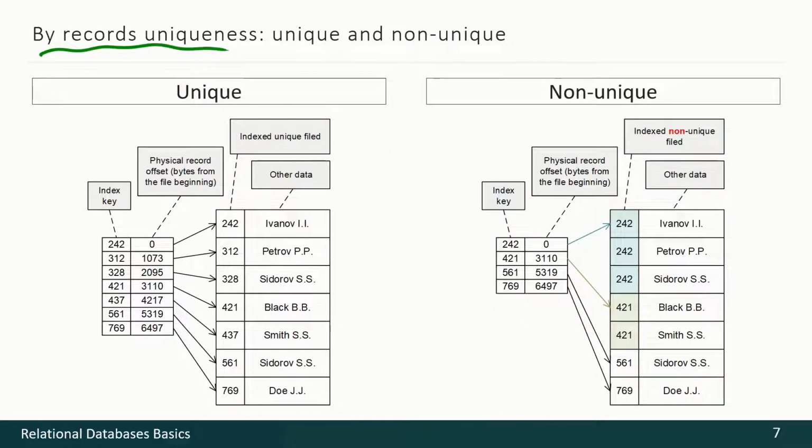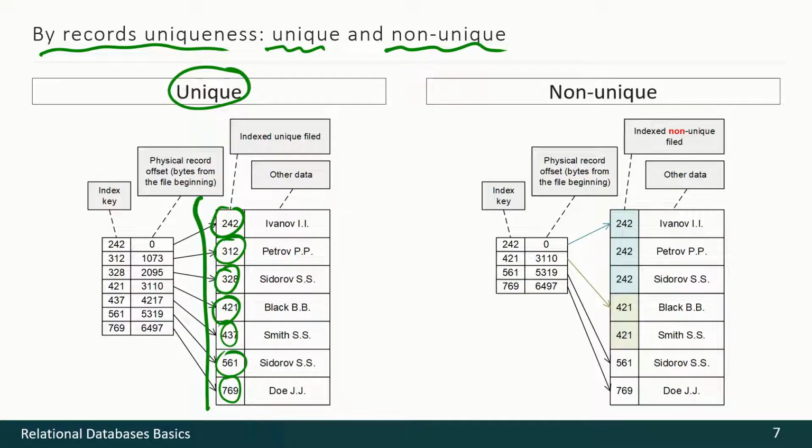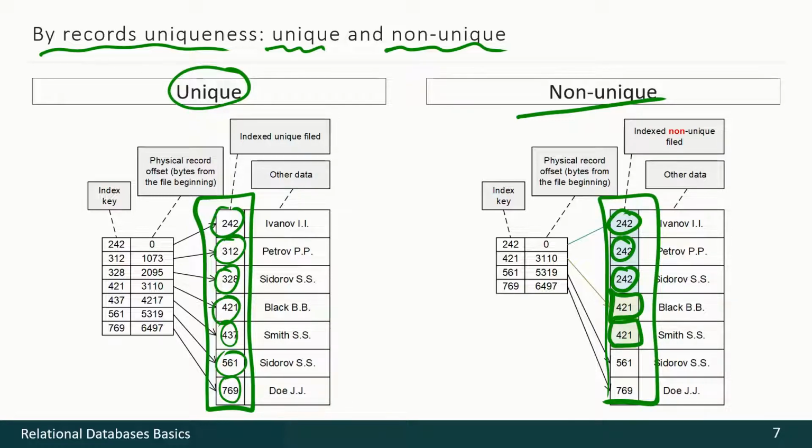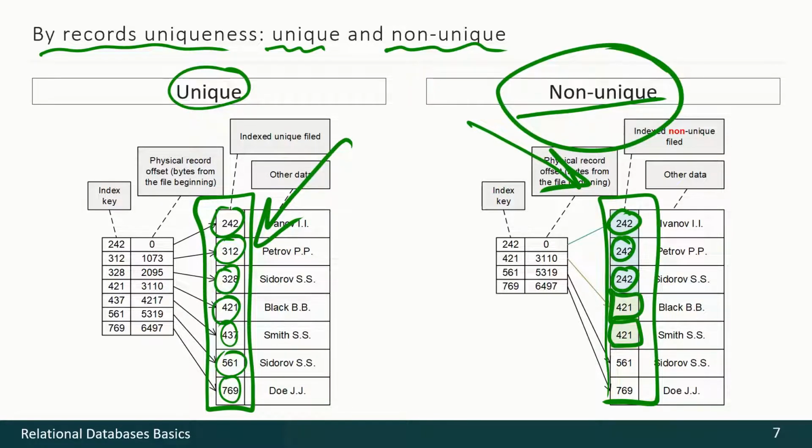By record uniqueness, indexes may be either unique or non-unique. With a unique index, that index does not allow duplications of indexed data. So, such indexes are usually put on unique fields. Non-unique indexes allow duplication of some data in indexed fields. So that's the main difference. No duplications here, but some duplications may be with non-unique indexes.